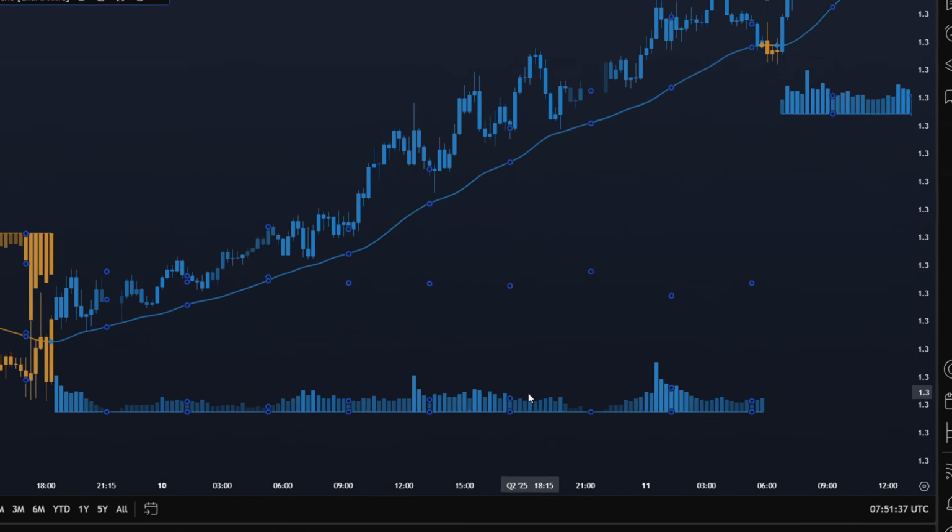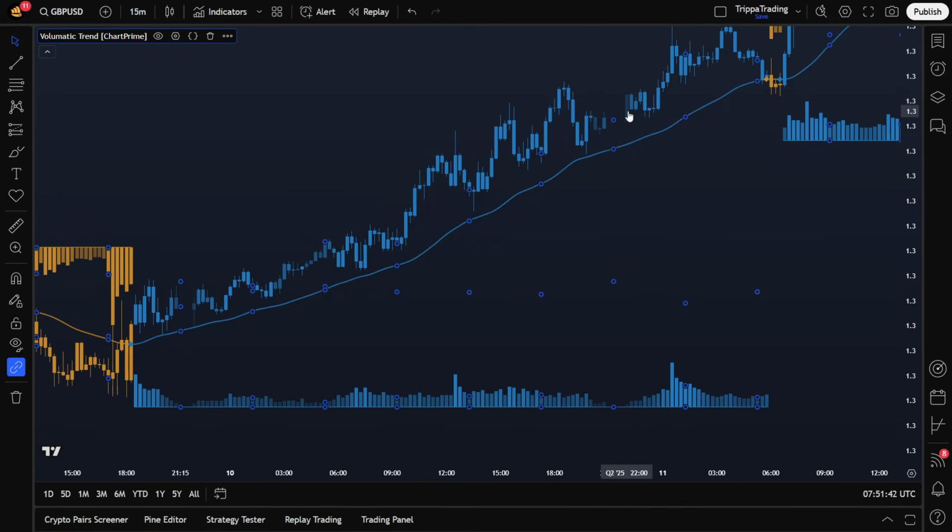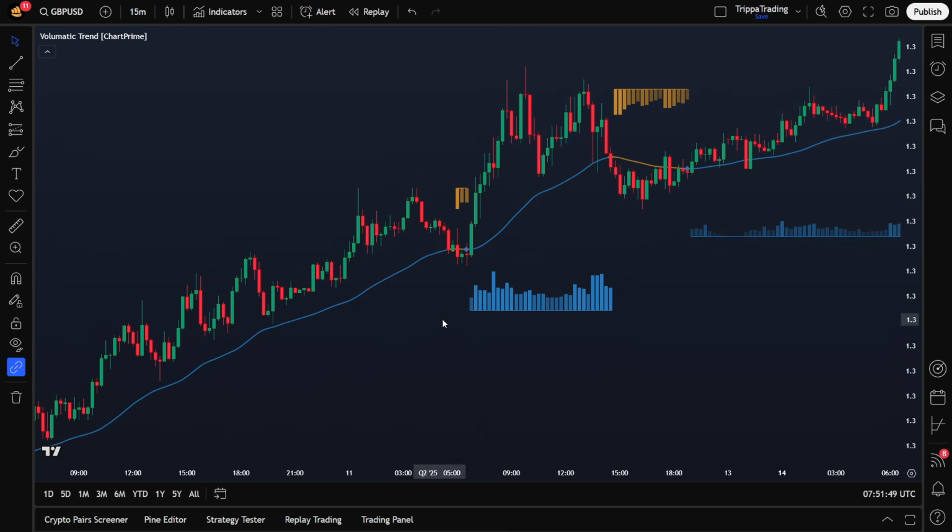On the other hand, if the bars start to shrink, it might be a sign that the momentum is slowing down, possibly a warning to take profit or avoid new entries. Sudden spikes in volume can also indicate a climax point, often right before a pullback or exhaustion move.